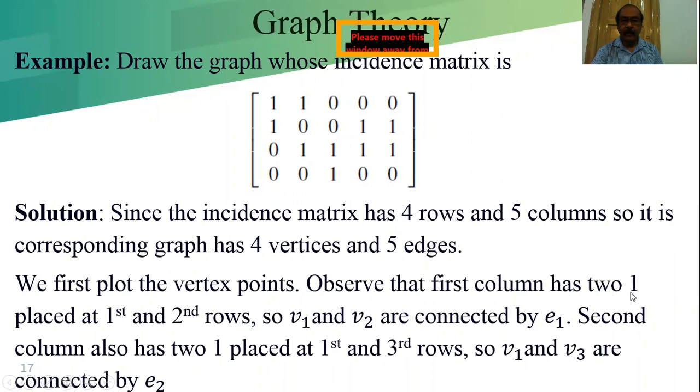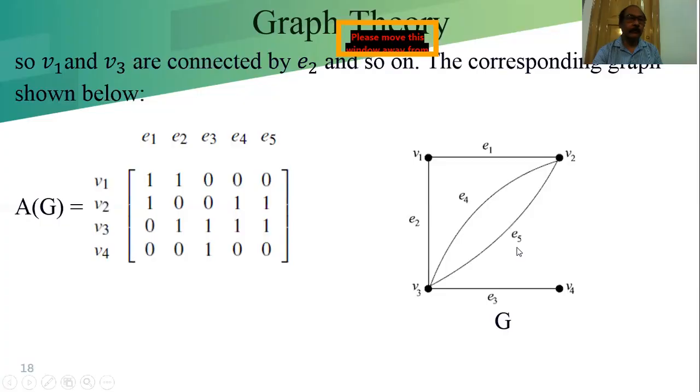Observe that the first column has the 2, 1 placed at the first and the second rows. So V1 and V2 are connected by E1. The second column also has the 2, 1 placed at the first and the third rows. So V1 and V3 are connected by the edge E2, and so on. The corresponding graph is shown below. This is our incidence matrix.